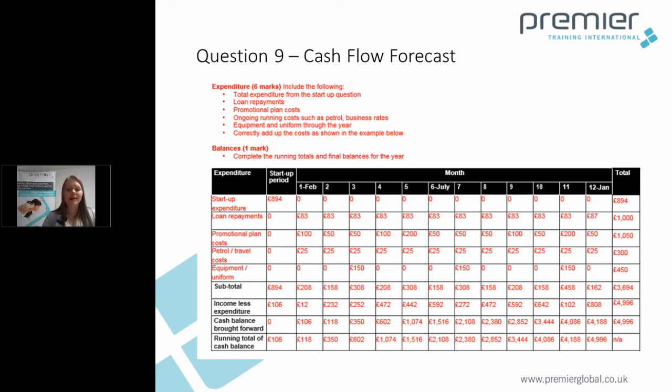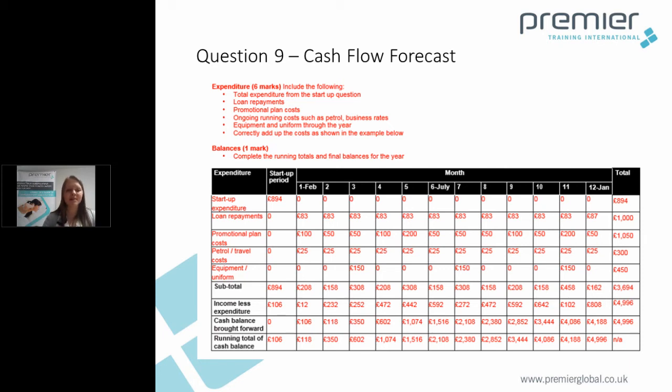So, under income minus expenditure, we had £106 left at the end of our startup period. Underneath, we have cash balance brought forwards. Now, cash balance brought forwards is the amount of money left in the bank at the end of the previous month. Because the startup period is the start of our trading, we had no money in the bank prior to this point. So the cash balance brought forwards will always be zero in that startup period. So that makes the running total of cash balance really easy for the first column. We didn't have any money to bring forwards. We've got £106 in the bank, so that's the total. That is our running total of cash balance.